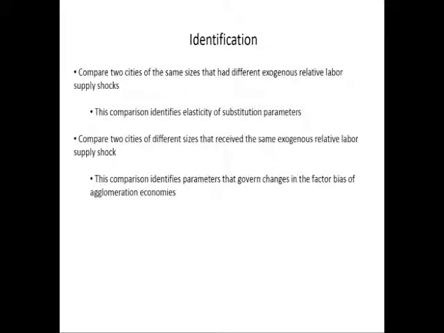Think about comparing two cities of the same size. They get different exogenous relative labor supply shocks. That tells us about the elasticity of substitution parameters. Now think about comparing two cities of different sizes that receive the same exogenous relative labor supply shock. That's going to tell us about changes in the factor bias of agglomeration economies.